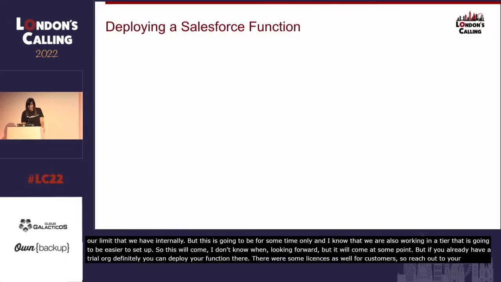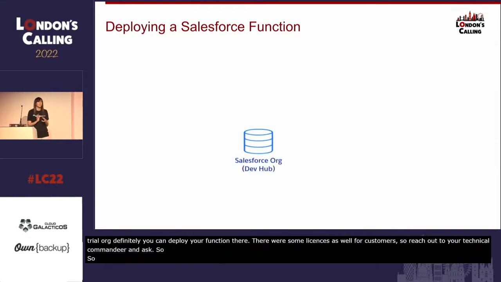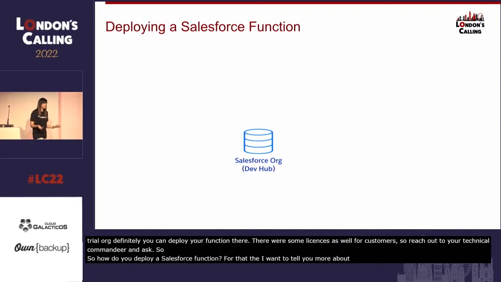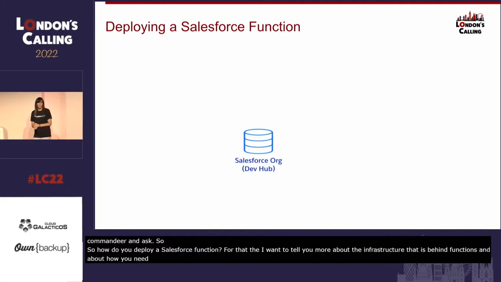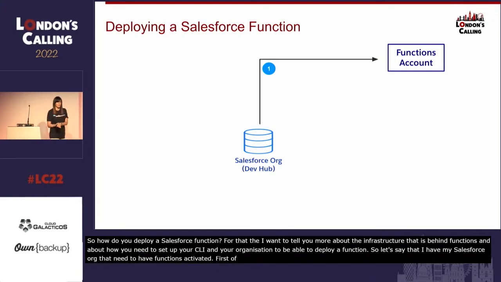So how do you deploy a Salesforce function? For that, I want to tell you a bit more about the infrastructure that is behind functions and about how you need to set up your CLI and your organization to be able to deploy a function. So let's say that I have my Salesforce org, right? This is an org that needs to have functions activated. So first of all, you need to connect your Salesforce org to your functions account. You go to the setup menu, and there you connect it to your Salesforce functions account.